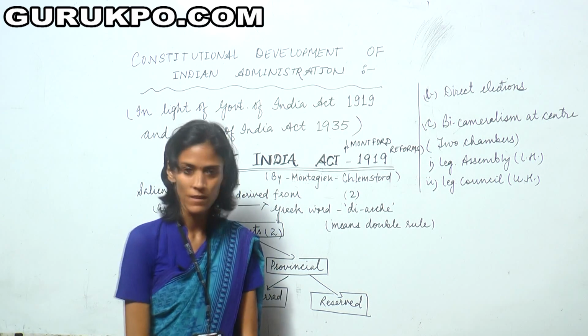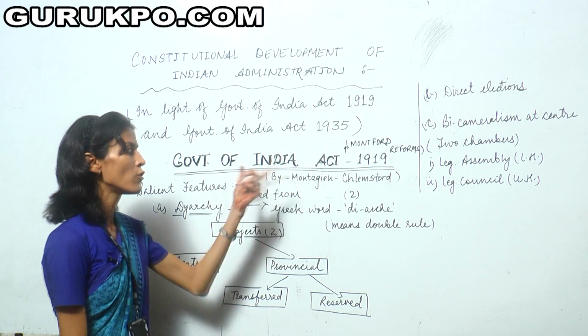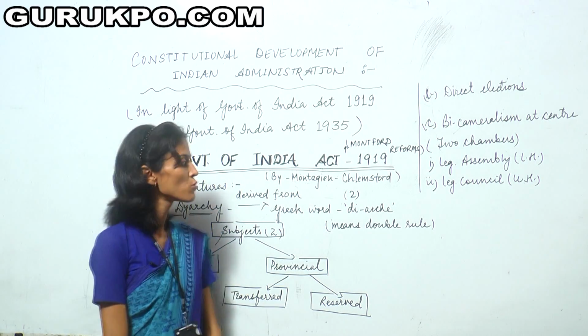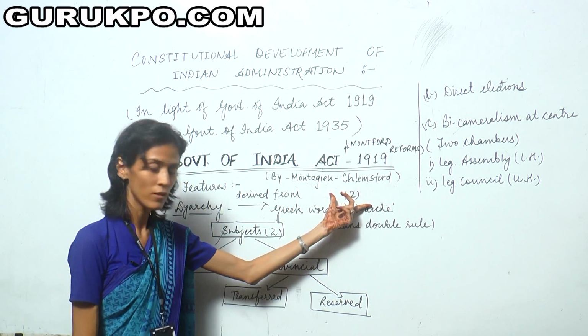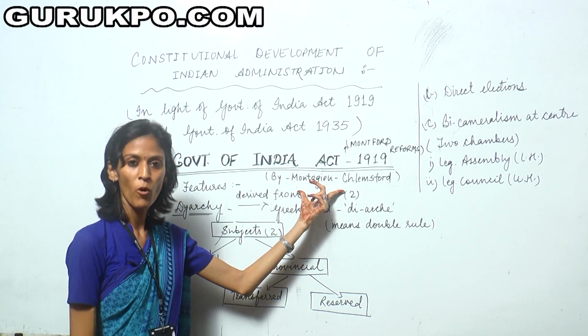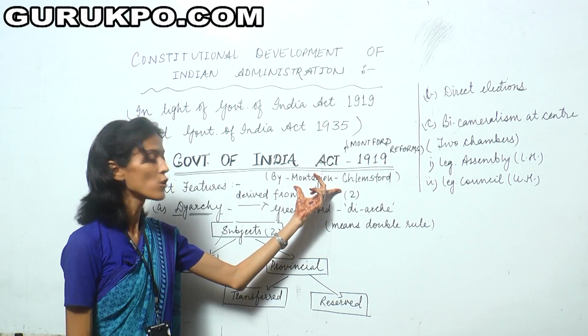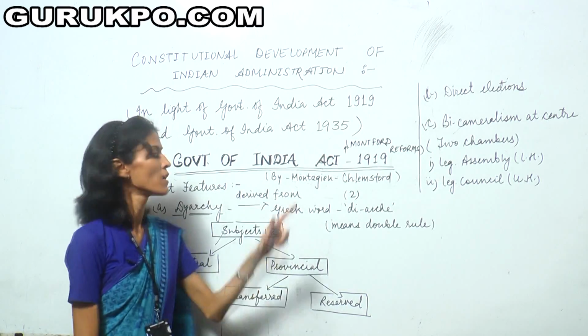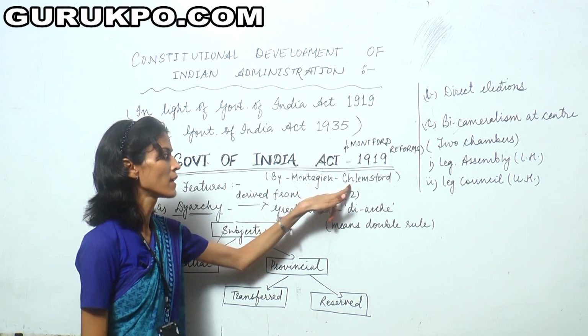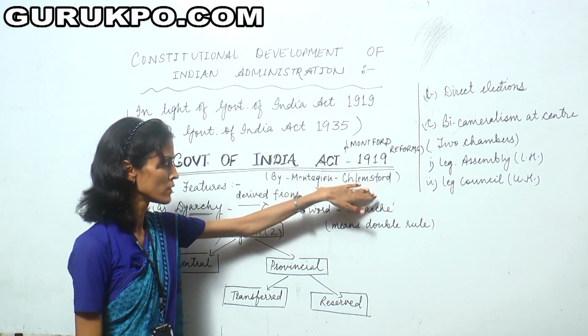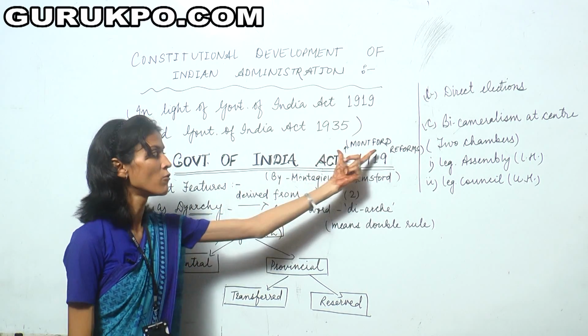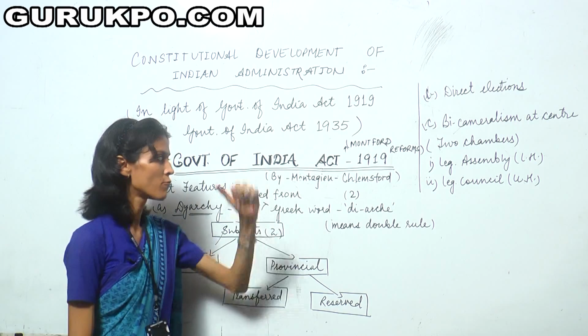the Govt of India Act, which was introduced by Montagu and Chelmsford. There were two important Britishers who introduced this act. That's why it is also known as the Montford reforms. Montagu, that is Mont, and Chelmsford, that is Ford. This is the split of the word Montford reforms.